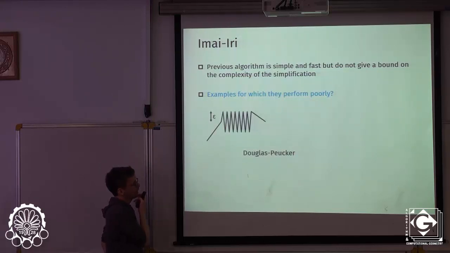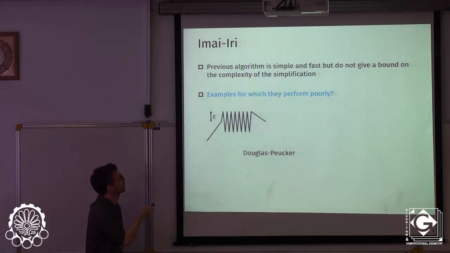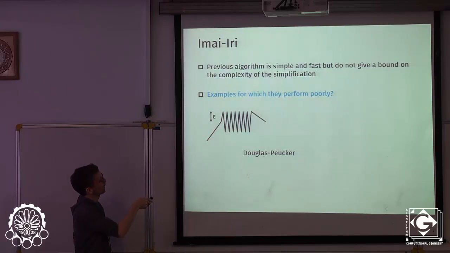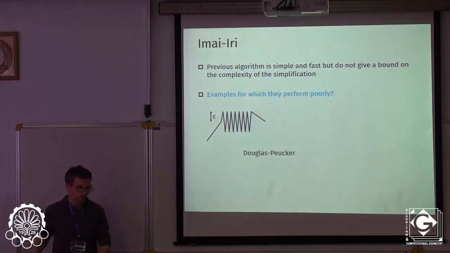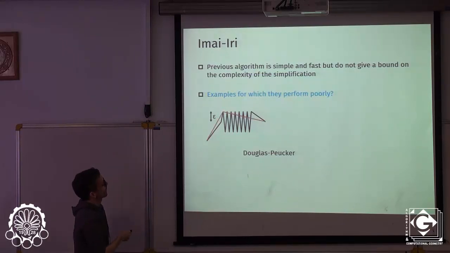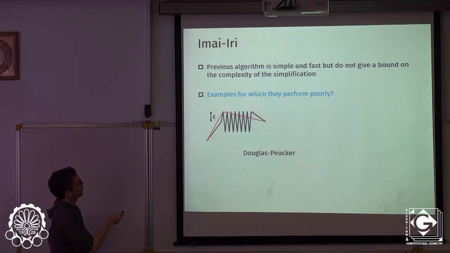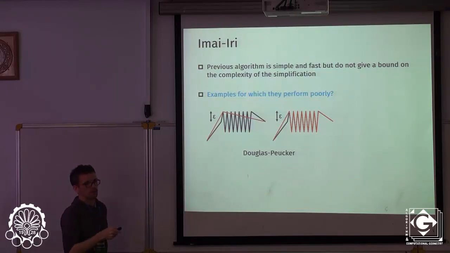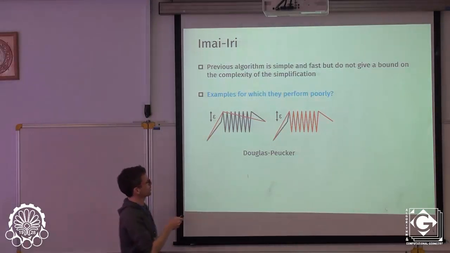So if this is my input trajectory, it goes up here, wiggles, goes back, and this is my epsilon, then what the Douglas-Peucker algorithm will do, it will look at this segment here, it will find the point that is furthest here, and now recurse. So this part is already fine. But in this part, now the furthest is here, and then it's there, and then it's here, and so the result, the simplification will be this, which has complexity n-1.